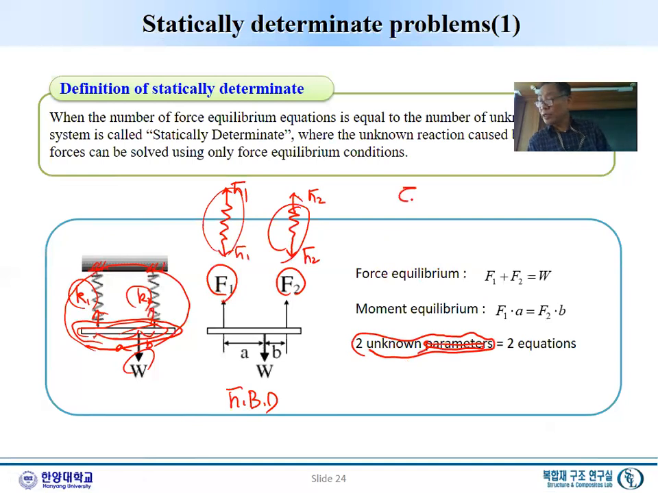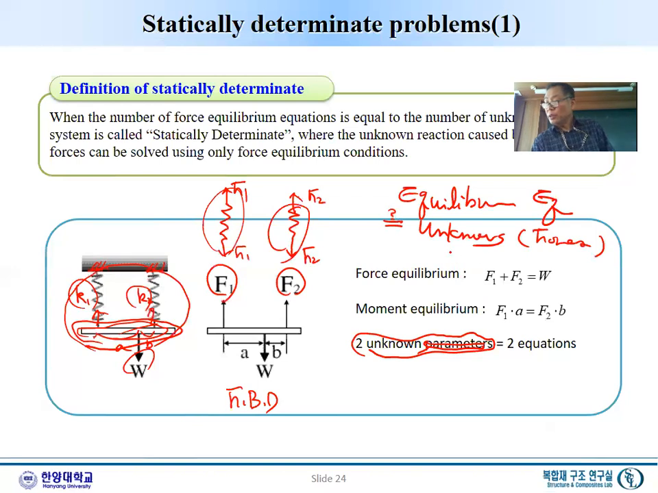You have to count the equilibrium equations, to see whether this is the same as the unknowns. The unknowns are the forces. So the unknowns are F1 and F2, and force equilibrium. Now, what kind of force equilibrium do we have? Well, let's say this is X, and this is Y, and this rotation is Z.